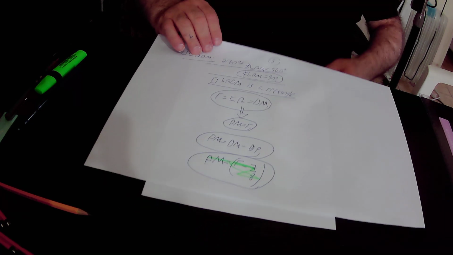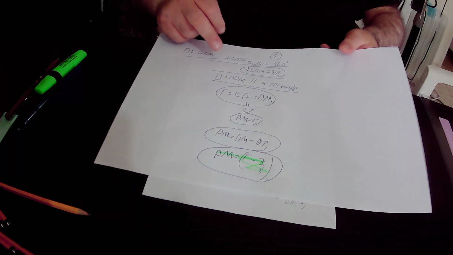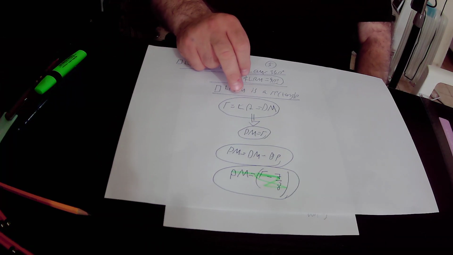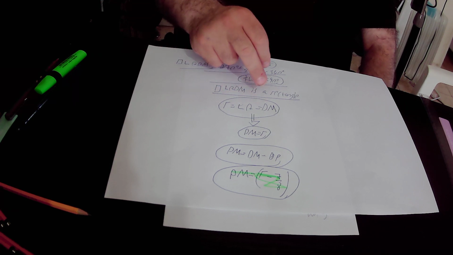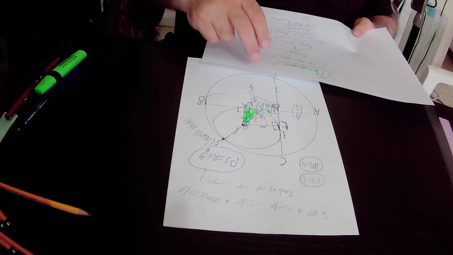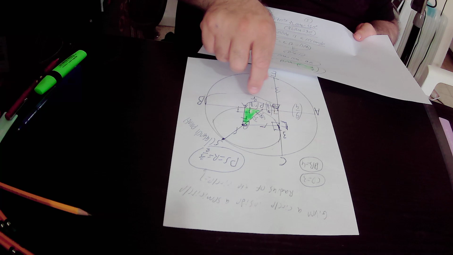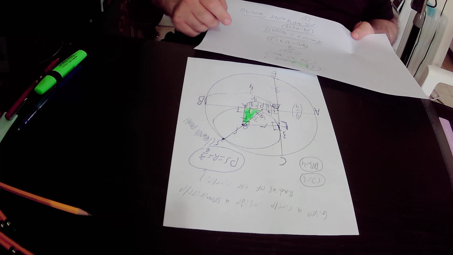But we have already found out that LQ equals R. It is the radius of the small circle. So we can write here that LQ equals R, the radius of the small circle. And from this equation, R equals LQ equals DM, we derive that DM is also equal to R, the radius of the small circle.